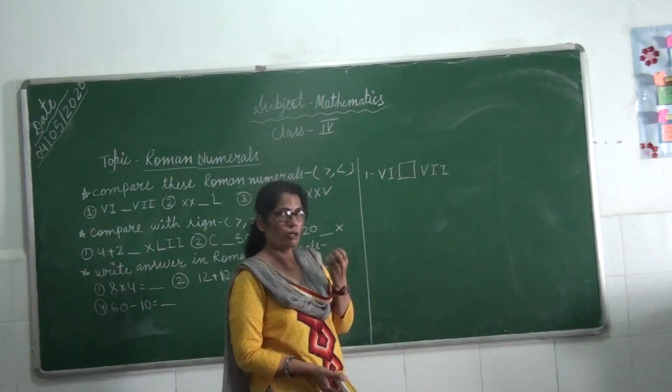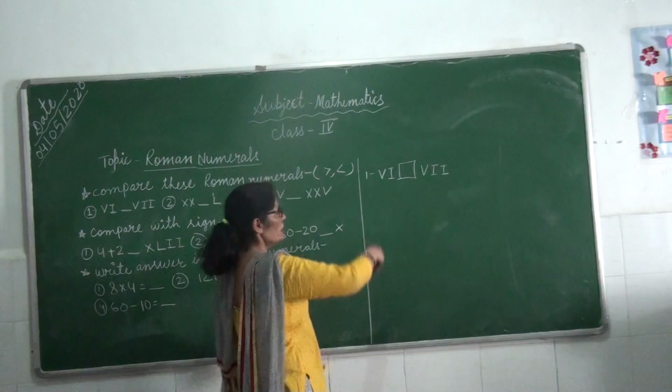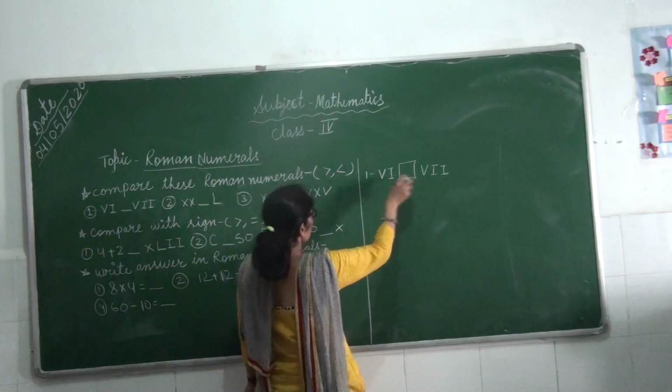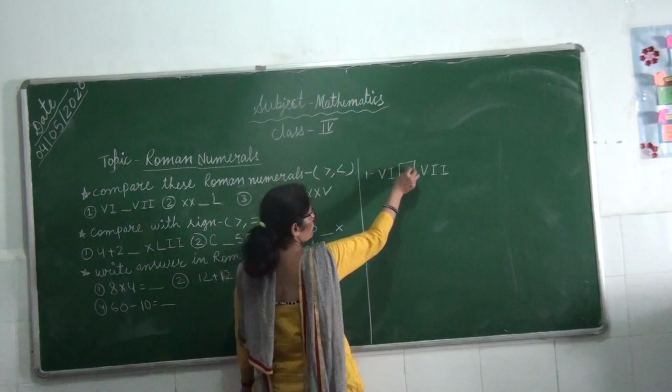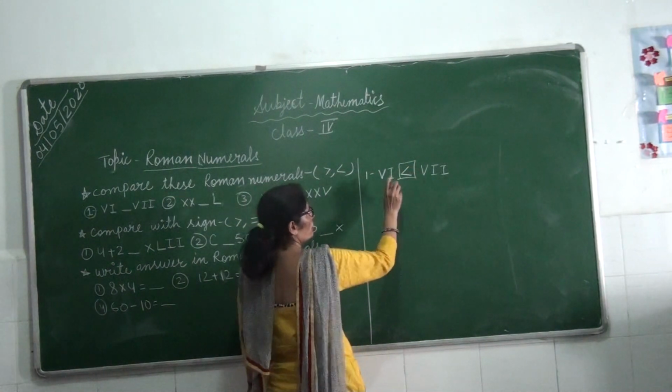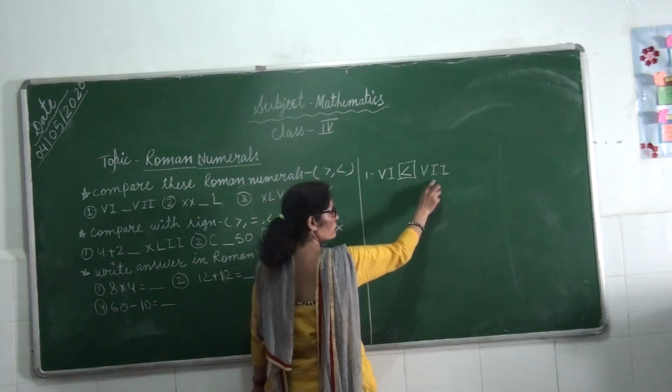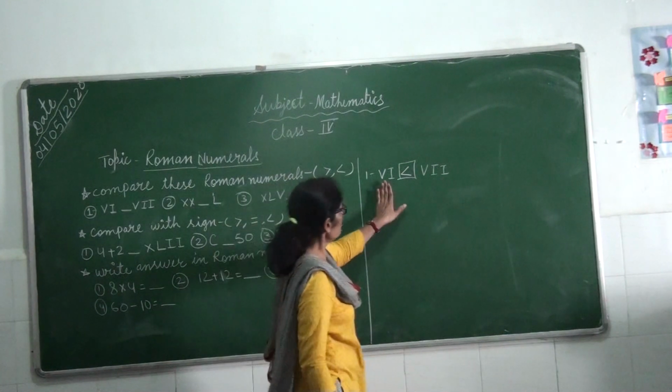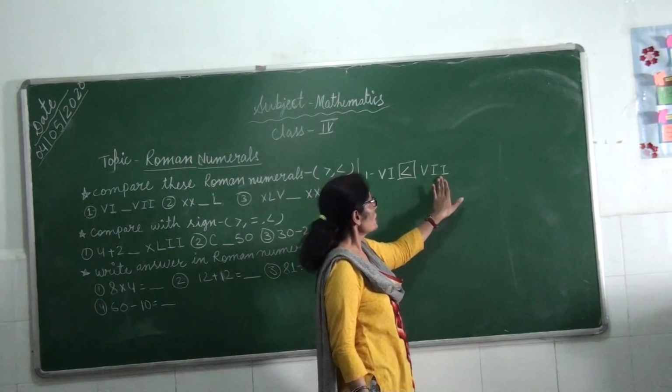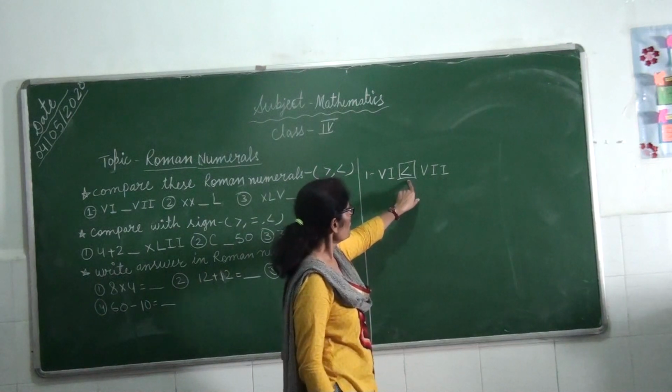Which number will be greater? This Roman numeral will be greater. So we will put this sign here. 6 is less than 7. The number is here 6 and it is here 7. So we will put the sign like that.